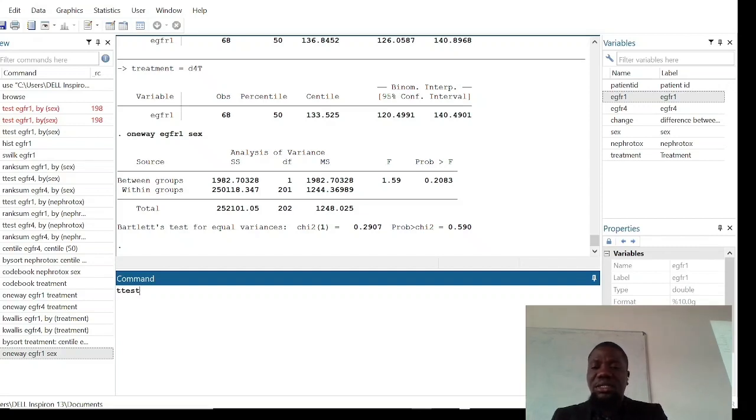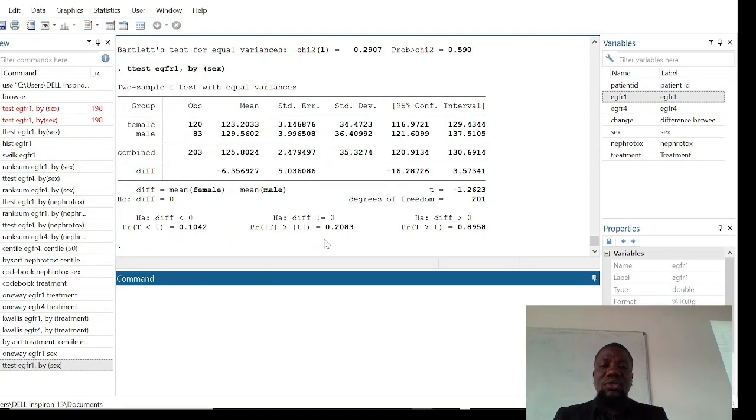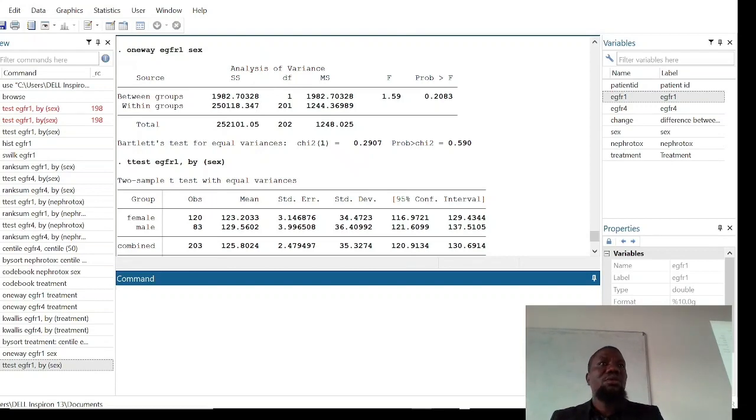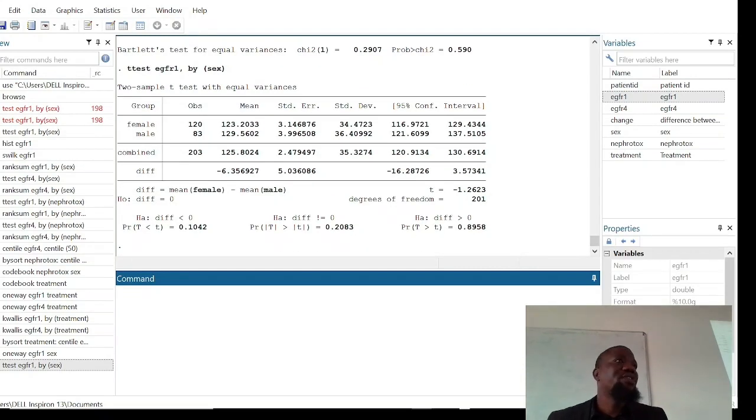Let me do the same thing using a t-test. T-test eGFR1 by X. So here is your p-value for the t-test, 0.2083. P-value for your ANOVA, 0.2083. The same. Get the sense? It's giving the same p-value in this case. Actually, when you come to regression, you would discover that even if you were to do linear regression by sex, it would show you the exact same difference, exact same p-value by sex. So linear regression is also a generalization of the t-test and all the other statistical tests.